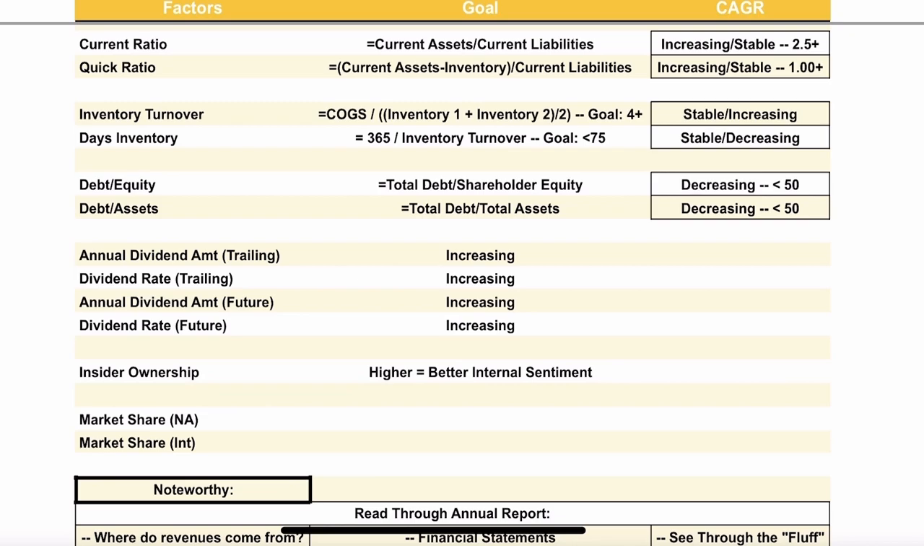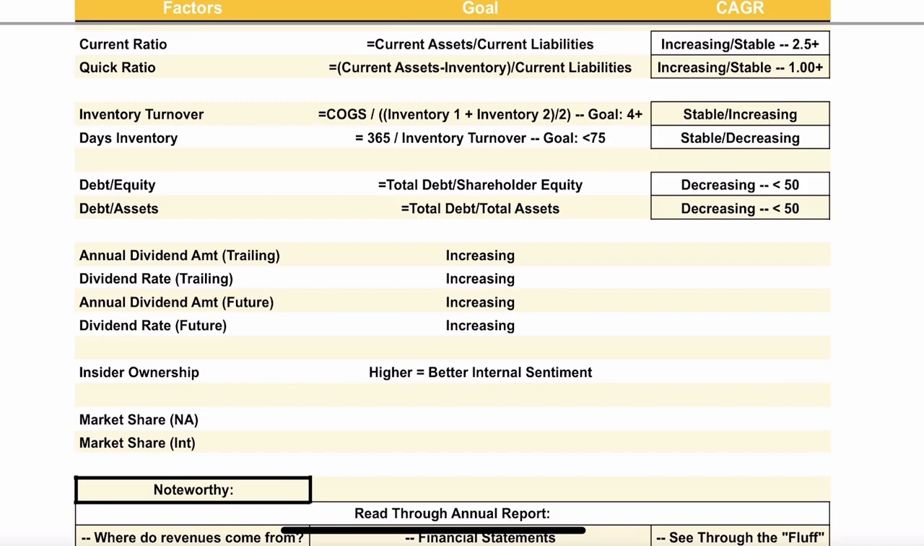Inventory turnover and days inventory. This is looking at how quickly a company is working through their inventory. You're going to take your cost of goods sold and divide it by an average of the current and last period inventory combined. And you want to see a higher number. Ideally, you're seeing more than 4. That's telling you how many rotations of their inventory they're moving through at a time.